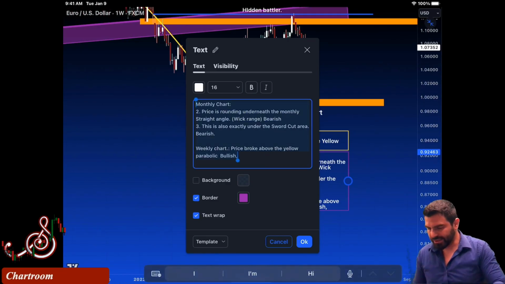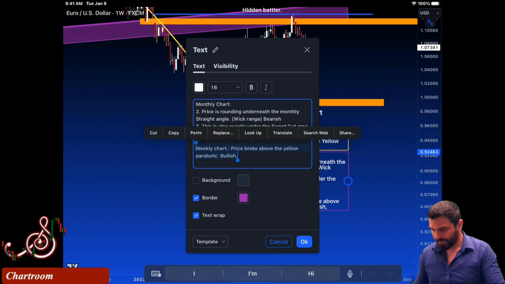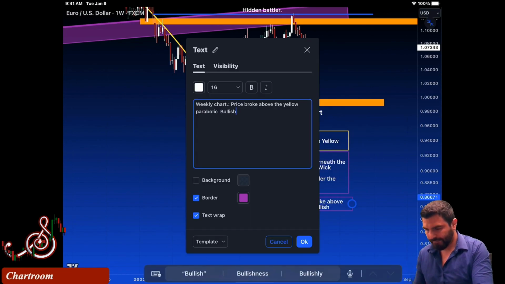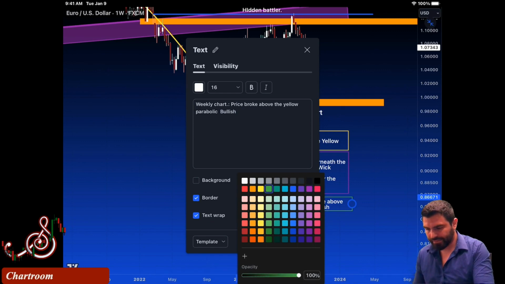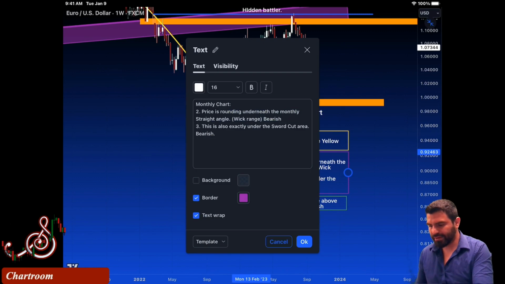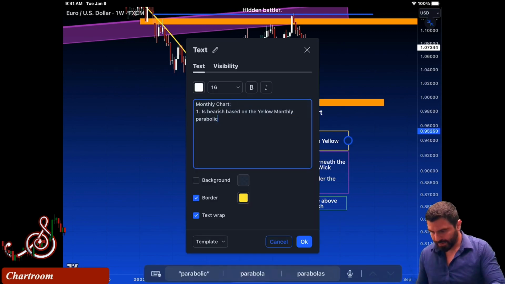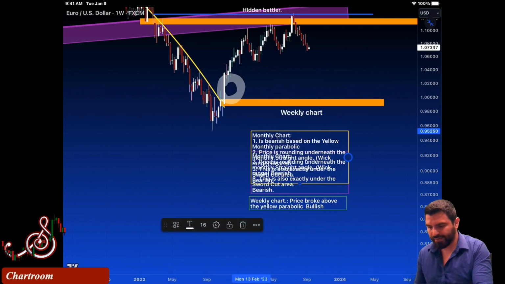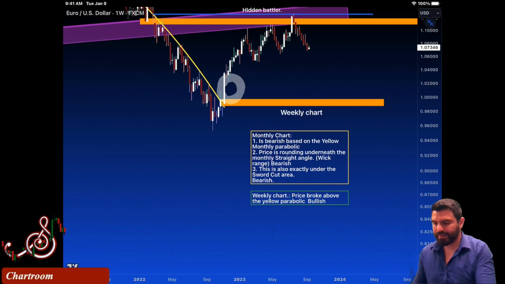Let's do this a little. Let's copy that, and let's change the border to green. All right, so now this was two versions. This needs to be all on one. I'll just put all the monthlies on one, the 1, 2, and 3 analysis that we have. And it'll look like this.